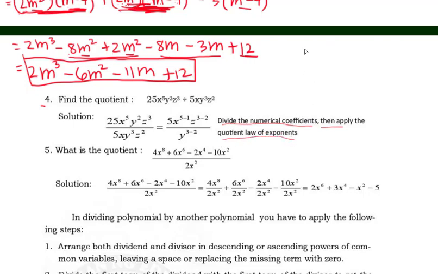Okay, so, apply natin yung quotient law of exponent dito. No? So, here, ginawa siyang fractional form, ano? Para mas madali natin ma-apply yung quotient law. Ginawa siyang fractional form. So, ito yung numerator na ito. Ito namang denominator na ito sa ilalim. Okay? So, dinivide yung 25 divided by 5 is 5.